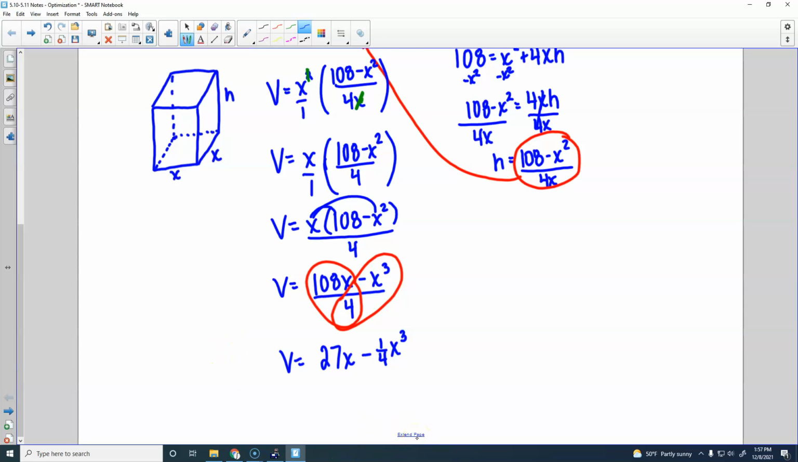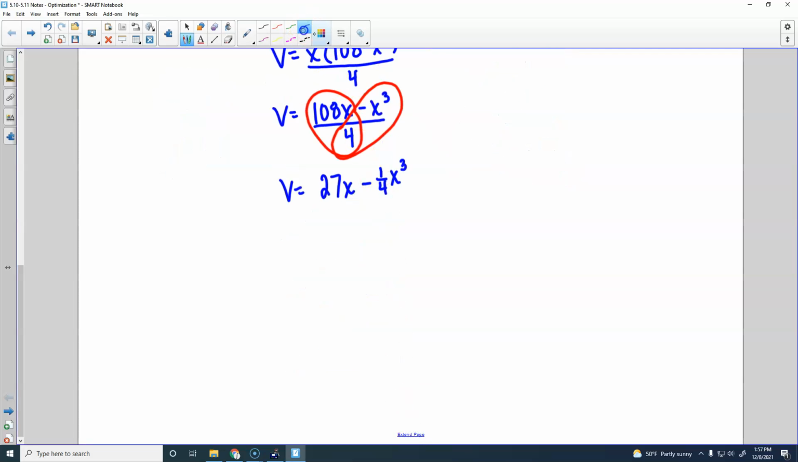So this is my volume formula. I want to know when volume is the maximum. If I want to know the maximum, and this is not calculator active, and a lot of times these show up not active, you need to take the derivative, right? So I'm going to call it dv dx, or you could call it v prime, fine. It's going to be 27 minus 3/4 x squared.